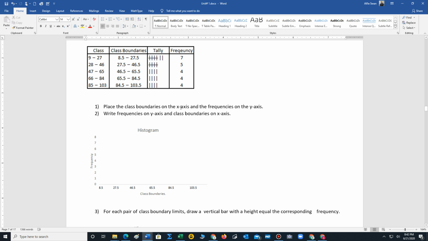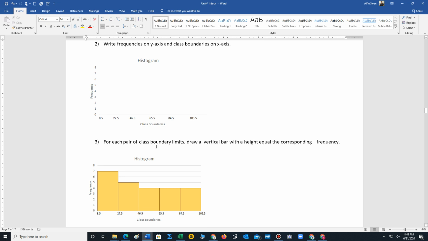And we place the class boundary limits on the x-axis. So we're going to list all of the class boundary limits from 8.5 to 103.5 across the x-axis. On the left side, we write down our frequencies. In this case, our maximum is 7. You have to determine the units on your own if you're drawing the graph yourself. So we'll go by units of 1.